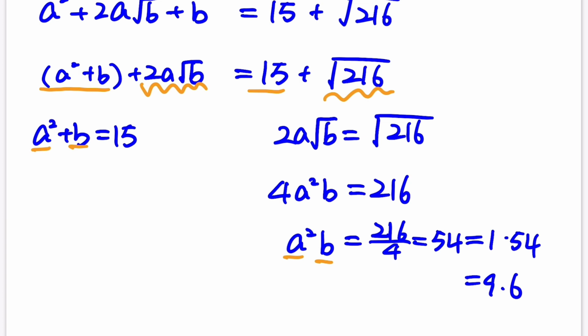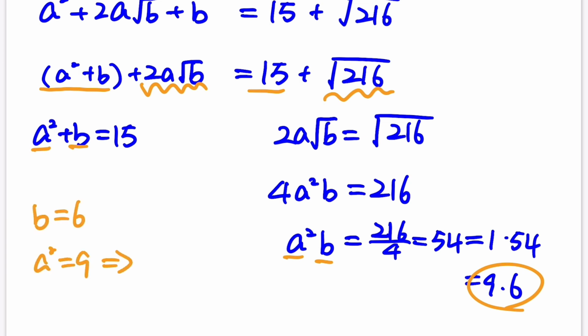And then when you add up these two integers, it has to be 15. 1 plus 54, that's obviously not 15. 9 plus 6, that's equal to 15. So I know for sure that a squared is 9, b is equal to 6. Well, we're not done yet.